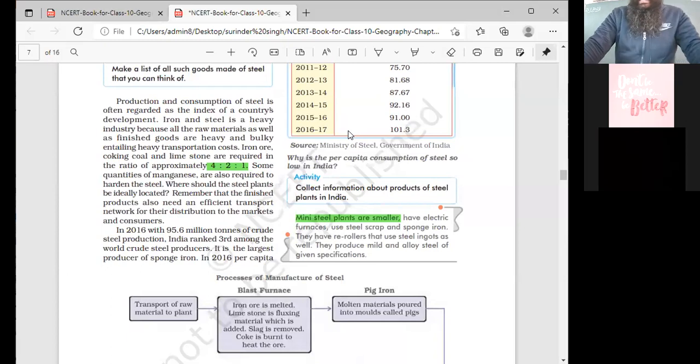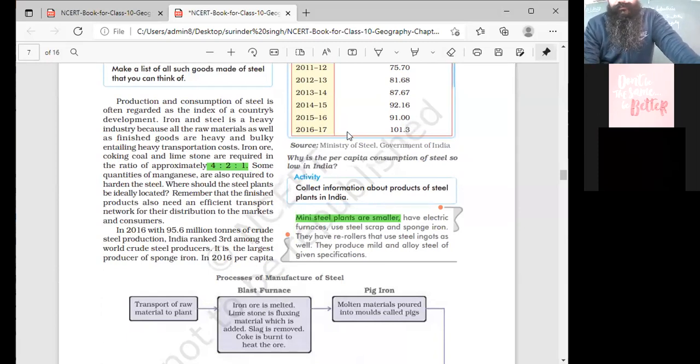In addition to these, the regular supply of electricity and power, abundant skilled labor, banking, finance and insurance facilities, nearness to the markets, and the presence of large industrial estates are also influencing the growth of iron and steel industries in the Chota Nagpur Plateau. Clear?